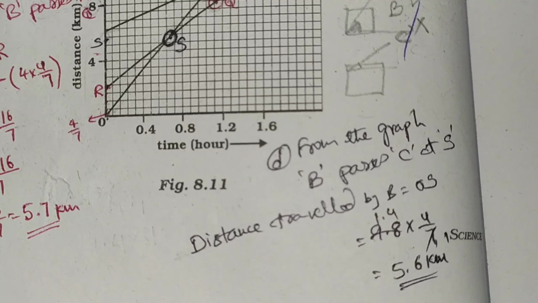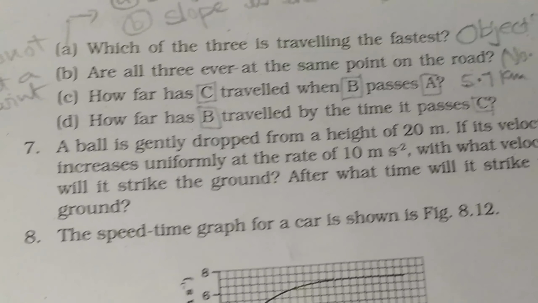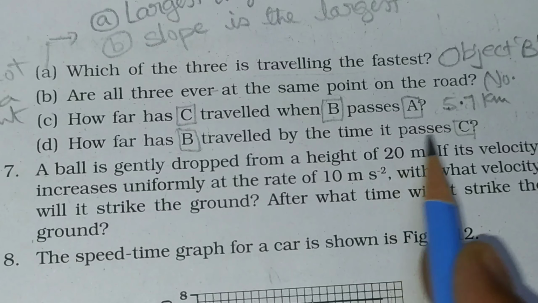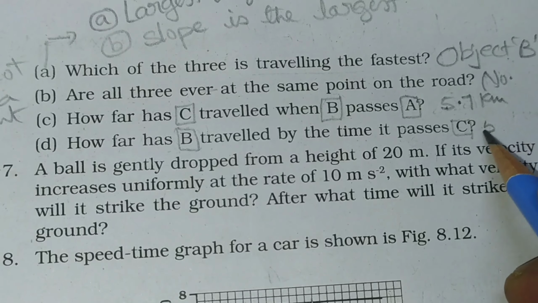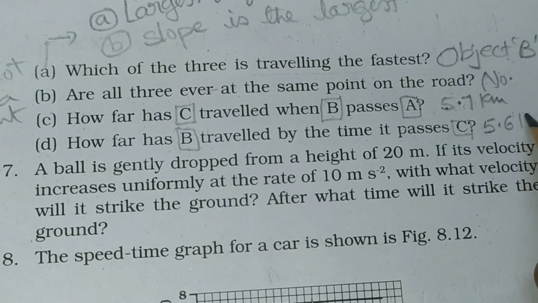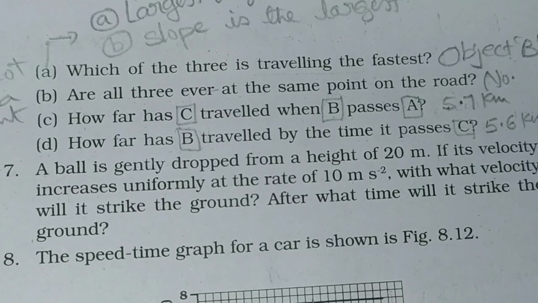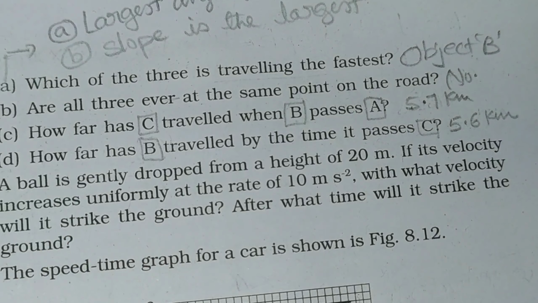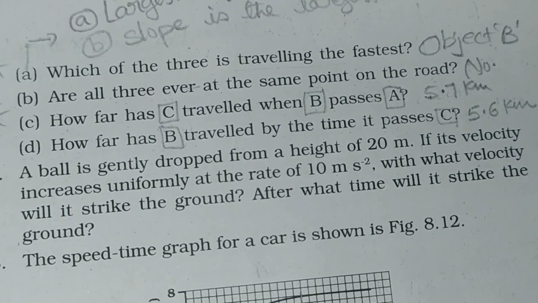So here we can write this answer 5.6 kilometer. Now here you see D bit. How far has B travelled by the time it passes C? That is around 5.6 kilometers. So with this, all the 4 bits of problem number 6 get completed.